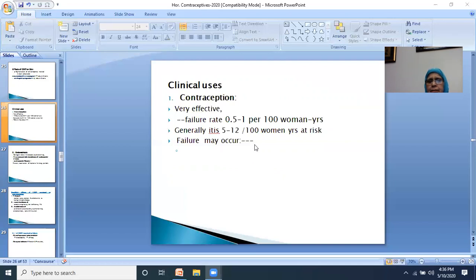Why does this failure occur? The failure may occur due to certain drug interactions, like when enzyme inducers such as rifampin or phenytoin are taken, or broad-spectrum antibiotics are taken, which will disrupt their enterohepatic recycling and decrease their bioavailability. So in both these conditions, there may be failure of contraception. Otherwise, with good adherence and regular intake, the failure rate is very low.